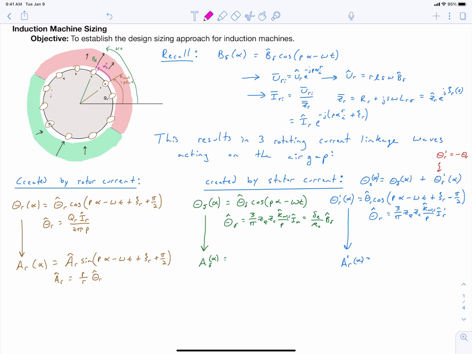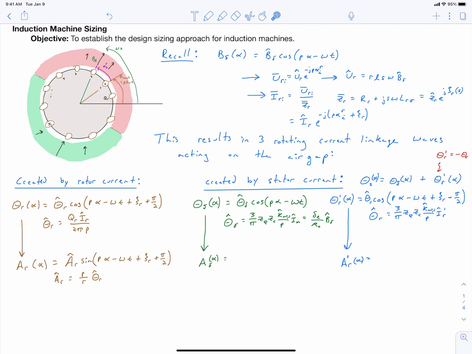The objective of this video is to establish the design sizing approach for induction machines. And we're going to build off of the key results that I've already got summarized on the screen. So starting on the left, we've got our cross-section of an induction motor labeled as we've been labeling it, with a rotor angle referenced to the horizontal axis via slot 1.